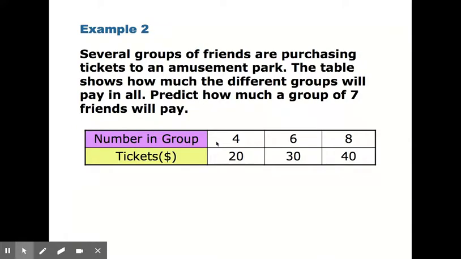Here's another one. Several groups of friends are purchasing tickets to an amusement park. The table shows how much the different groups will pay in all. Predict how much a group of 7 friends will pay. So we're doing that same thing. We have to find some connection that exists. We don't have a unit rate. There is no 7 in the group or any number that would connect to 7. So we're going to find the factor of change from the number in the group to tickets.